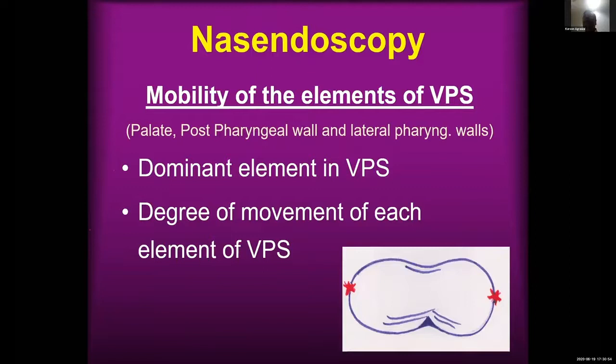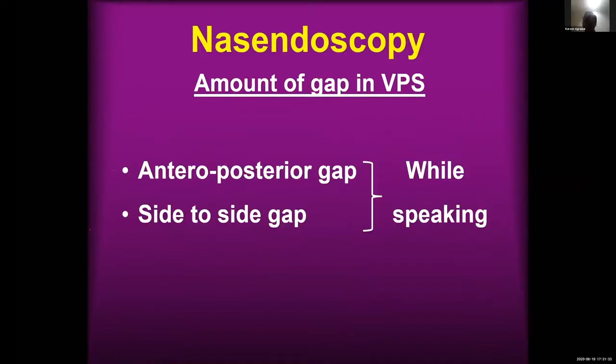Then we see the mobility of the different elements of the velopharyngeal sphincter. What we have to notice is the most dominant element amongst the palate, posterior pharyngeal wall and lateral walls. Usually either the lateral walls will be dominant or the palate will be dominant. We expect that the palate will be dominant. If the palate is dominant, then there will be coronal closure, and it happens in the majority. And then for the other elements also, we should see the degree of movement, whether it is there or not, because that decides the procedure which we have to plan in the pharyngoplasties. Next, please.